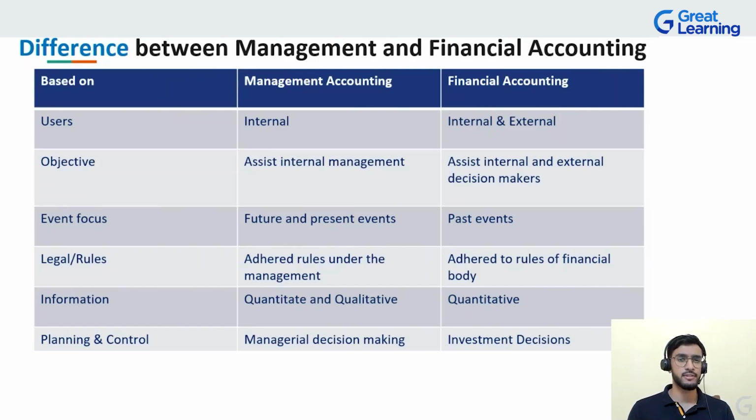Now coming to the last difference, that is planning and control. Under management accounting it's written managerial decision making, and under financial accounting it's written as investment decisions. So the difference is that the management accountant makes it very easy for the management to make decisions about future expansion. That is what planning and control means: the management accountant assists the planning and control of the decisions that are going to be taken by the upper hierarchy of people who make decisions for the company. So that's how managerial decision making comes into play.